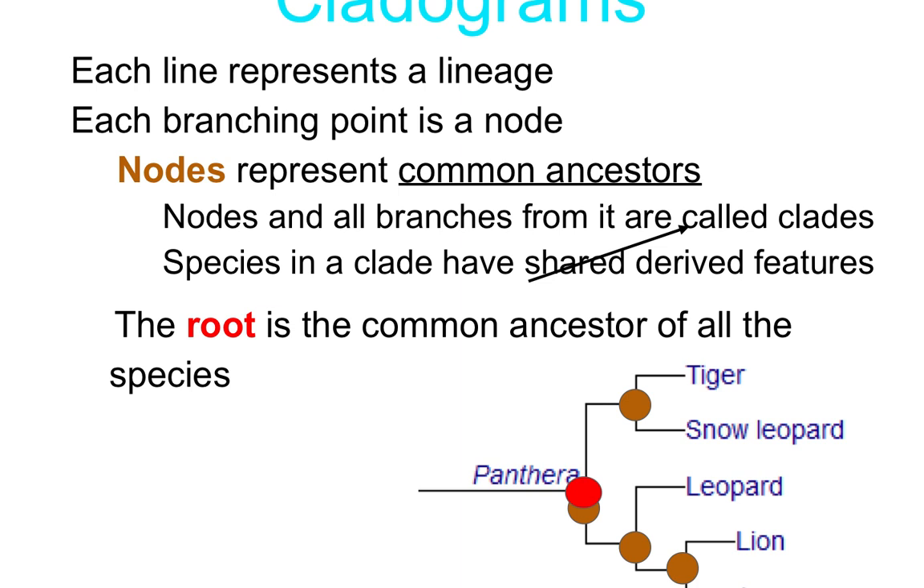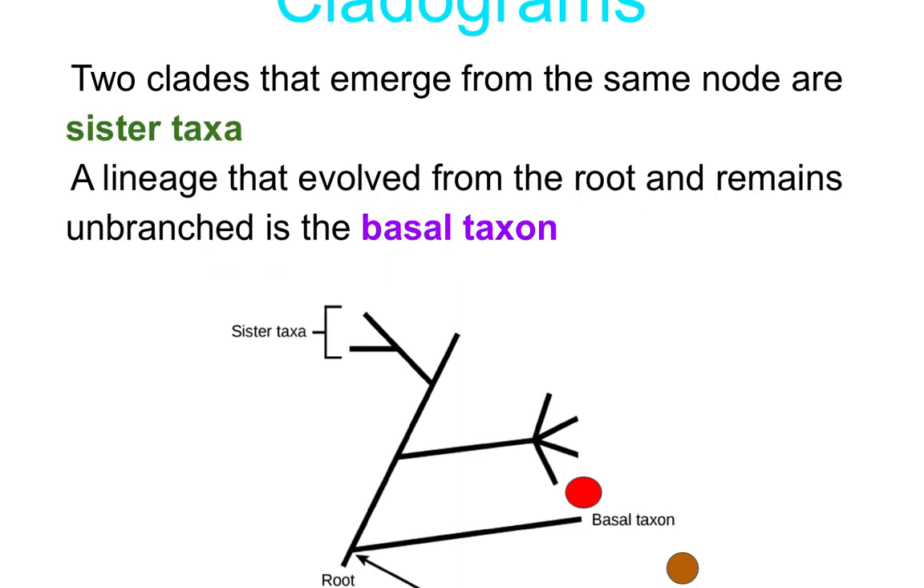Nodes and all the branches from it are called clades, and species in a clade have shared derived features. The root is a common ancestor of all these species, but we may not know what organism belongs at that node. All we know is that a tiger and a snow leopard share a common ancestor. When two branches emerge from the same node, they're what we call sister taxa. A lineage that evolved from the root and remains unbranched is called a basal taxon.